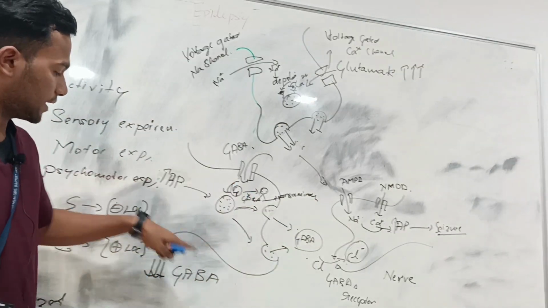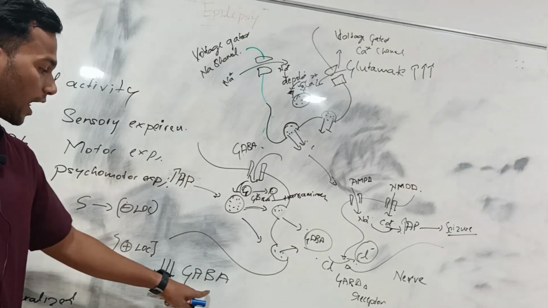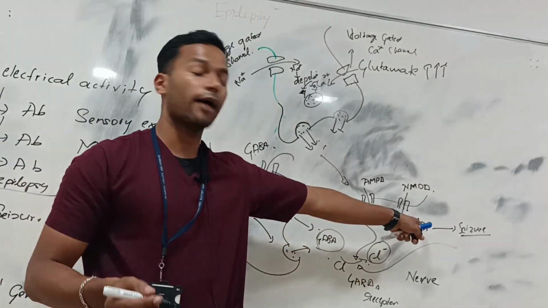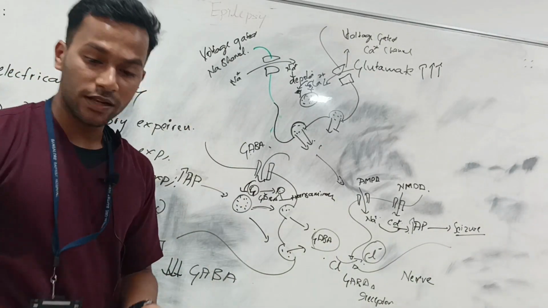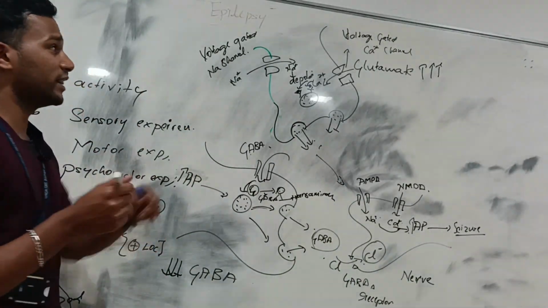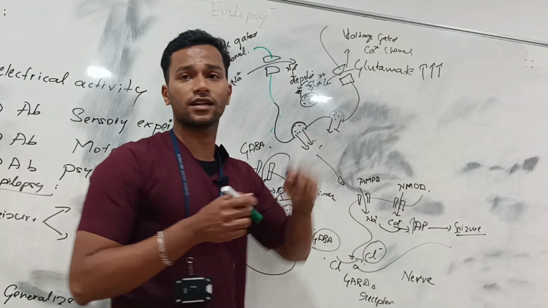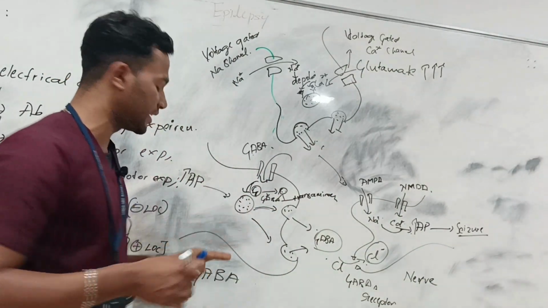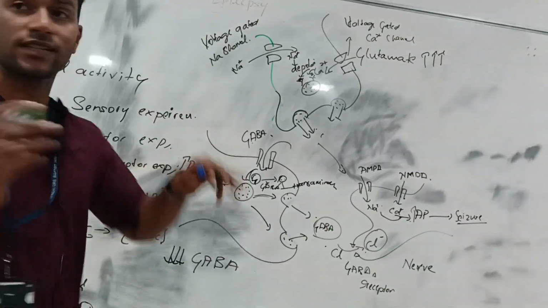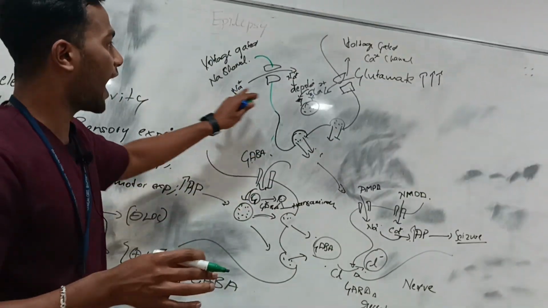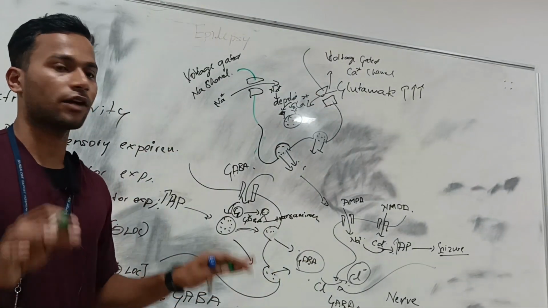When these things are not working properly, there will be decreased GABA, due to which there will be abnormal action potential, and due to which there will be seizure. This is the normal mechanism. When there is abnormality, like increased glutamate levels or decreased GABA levels, at this point of time the anti-epileptic drugs will act on this place.